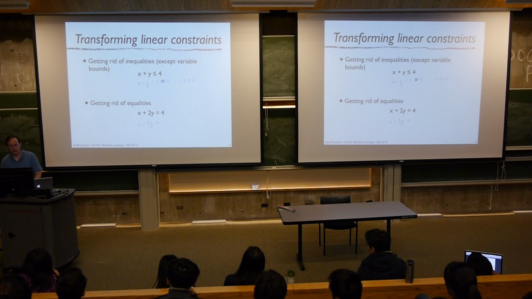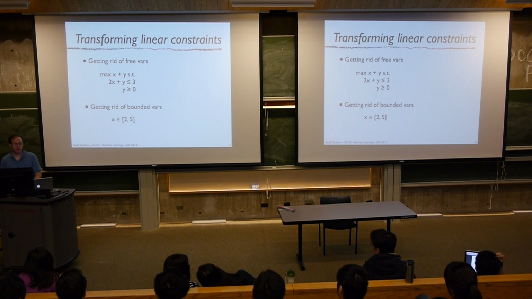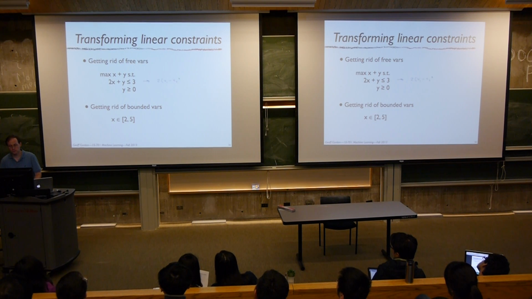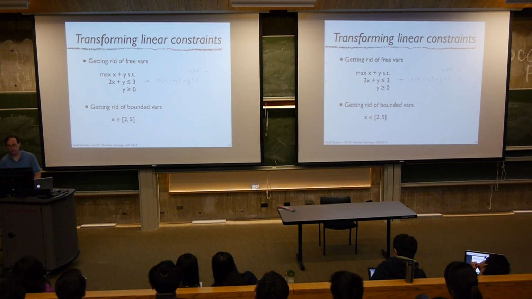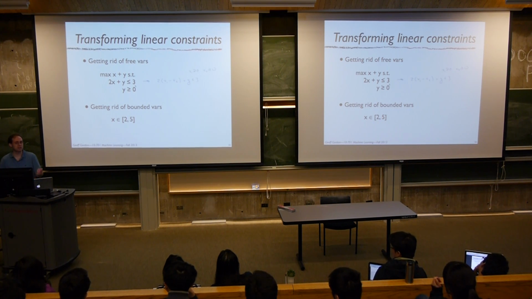We can also get rid of equalities. x plus 2y is less than or equal to 4 and is also greater than or equal to 4. These two constraints together are the same as this one. We can get rid of free variables. So here y is a positive variable, but x is free. So this becomes 2 x1 minus x2 plus y is less than or equal to 3, and x1 is greater than or equal to 0, x2 is greater than or equal to 0. What we've done is split up this free variable into positive and negative parts and substituted that into this expression, and so we can get rid of free variables.